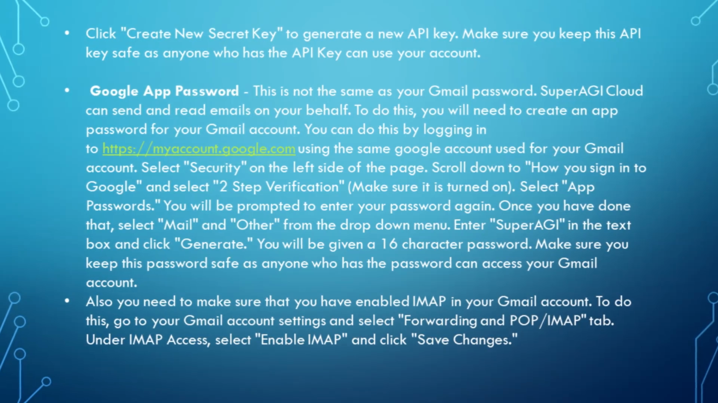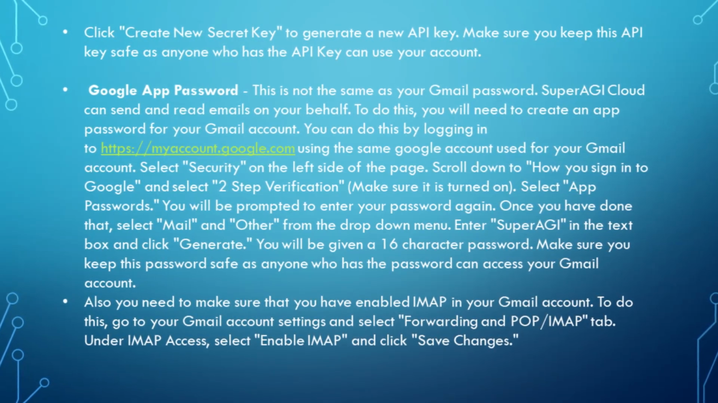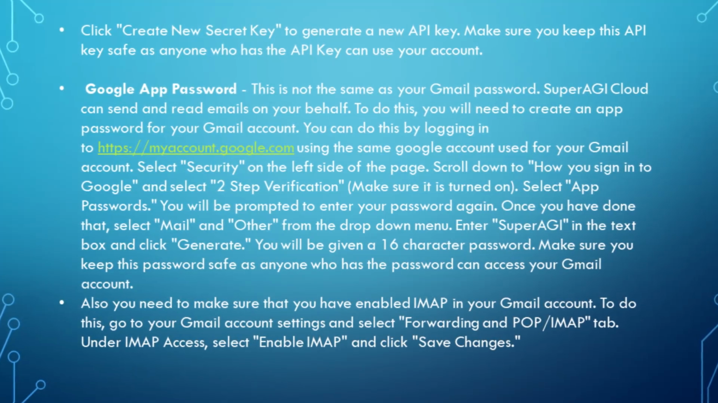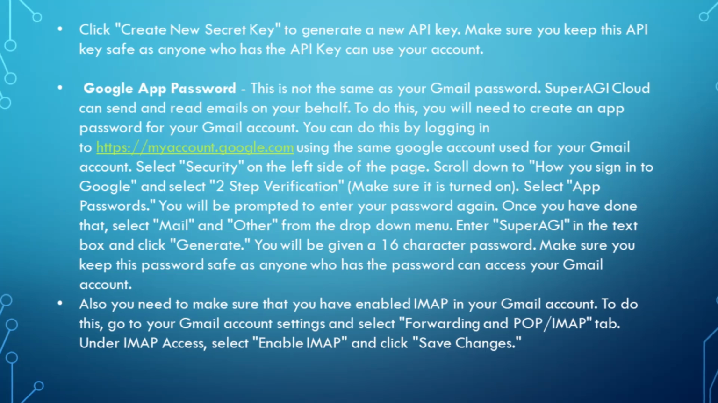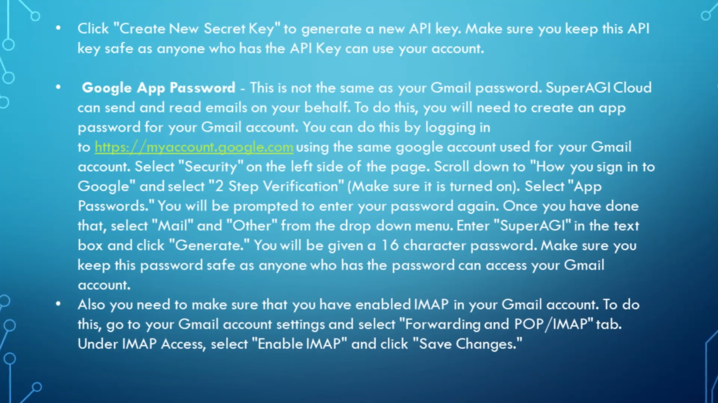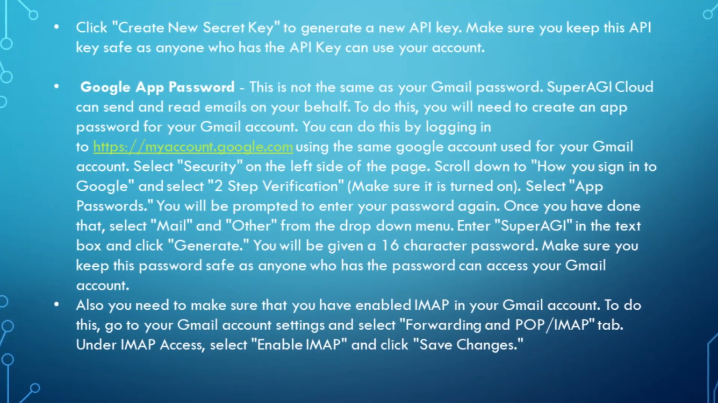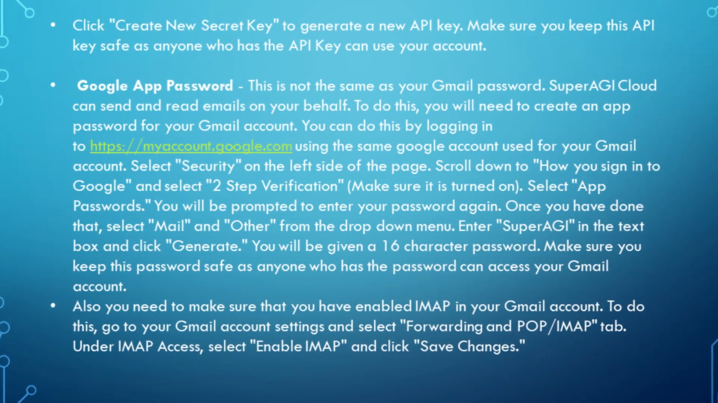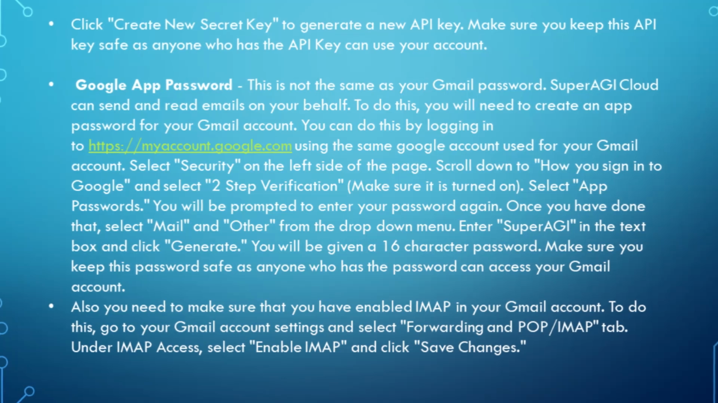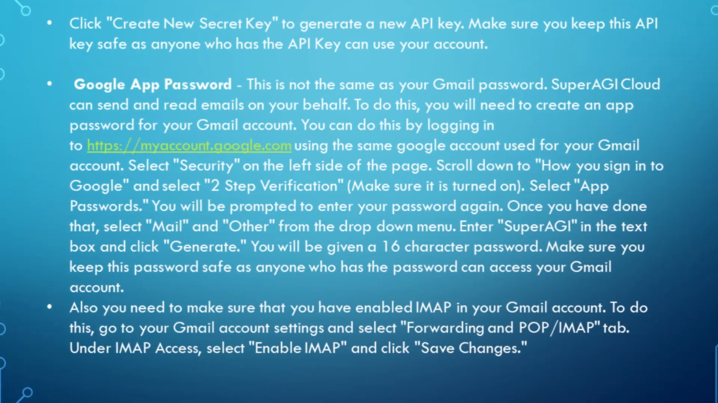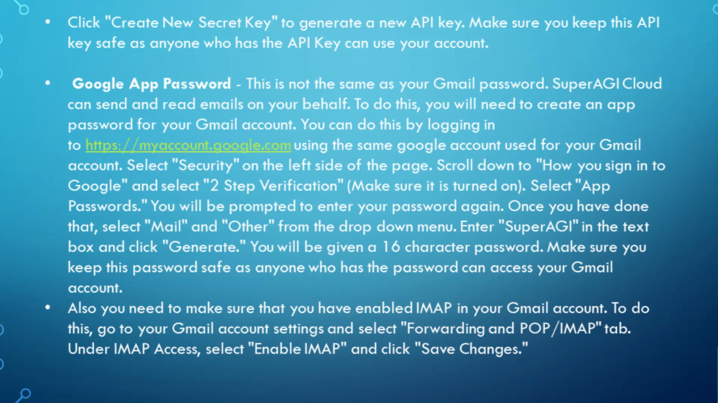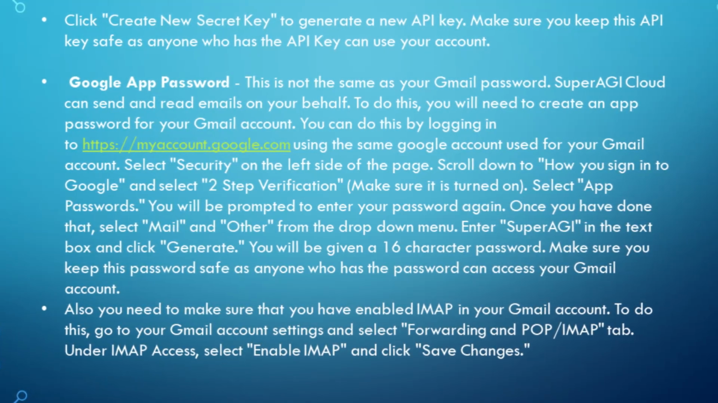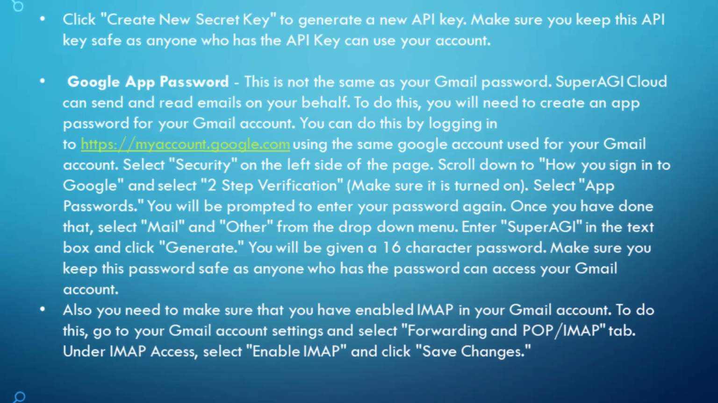Select Security on the left side of the page. Scroll down to How you sign into Google and select Two-Step Verification. Make sure it is turned on. Select App Passwords. You will be prompted to enter your password again. Once you have done that, select Mail and Other from the drop-down menu. Enter SuperAGI in the text box and click Generate. You will be given a 16-character password. Make sure you keep this password safe, as anyone who has the password can access your Gmail account.